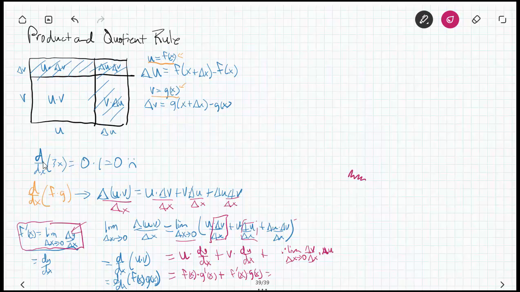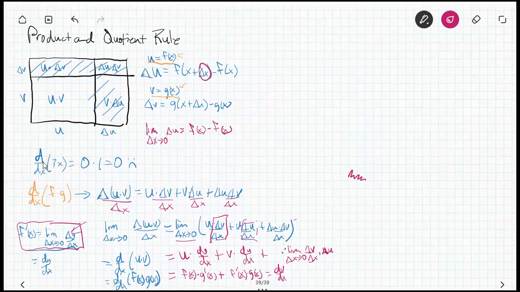I know that this guy can be written as dv over dx, which we could also write as, what's v? G primed of x. But let's look at this. What is the limit as delta x goes to 0 of delta u? Well, that's up here. If I take the limit as delta x goes to 0 of delta u, isn't that equal to, well, look close. If delta x goes to 0, isn't this just f of x minus f of x?